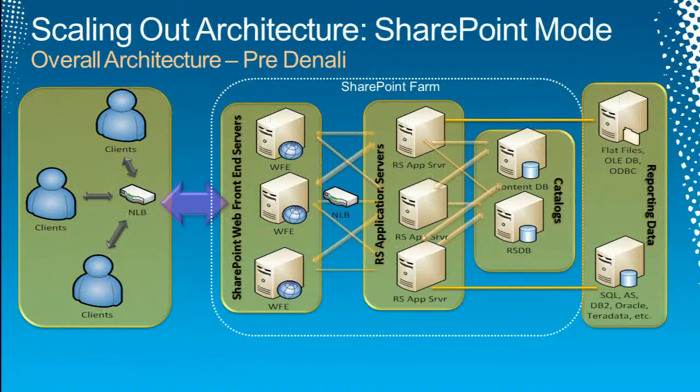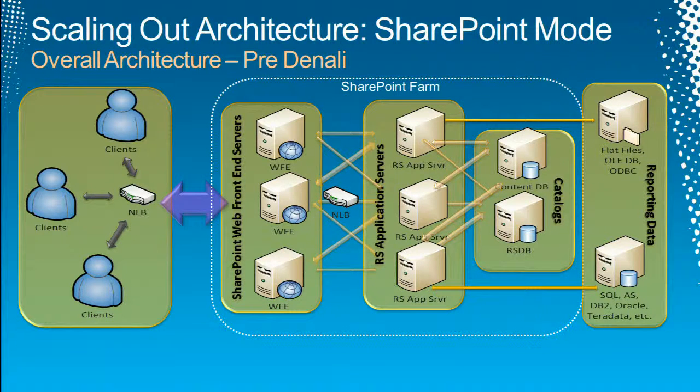So let's take a look at SharePoint mode. It gets a little complicated there, where the NLB is now communicating first to the scaled out web applications or web front ends. So you have SharePoint that's scaled out. Now, how do you get from the web front ends to the app servers, or the actual report server running in the mid-tier? There is a property that we provide called the report server URL.